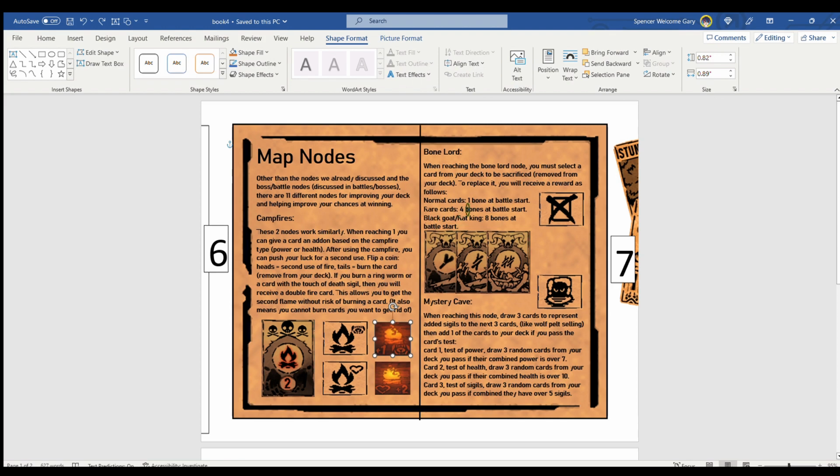Rare cards will give you 4 bones at battle start. That's this card. It's a 4 bone bonus. And if you sacrifice either a black goat or a rat king, you'll get 8 bones at the battle start. And that's what this card is. Also notably, this is what the Bone Lord node looks like.